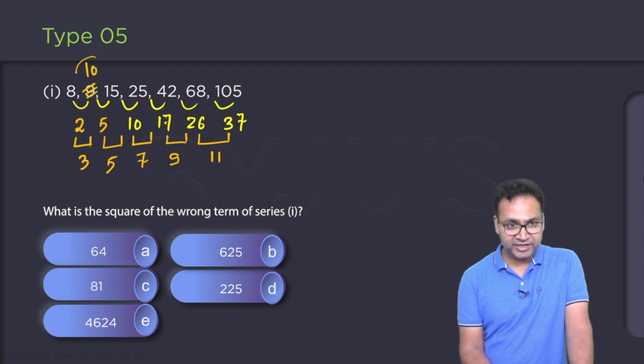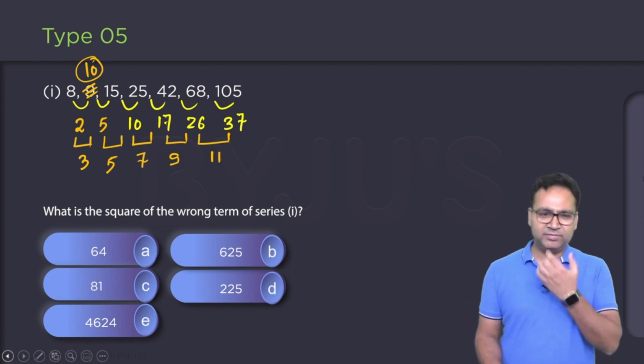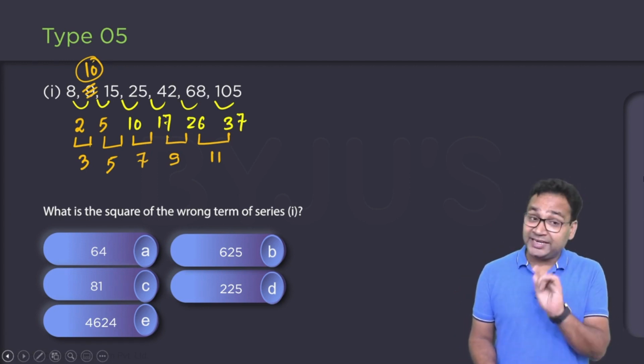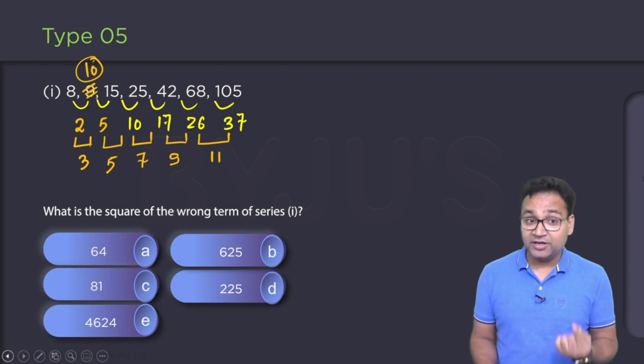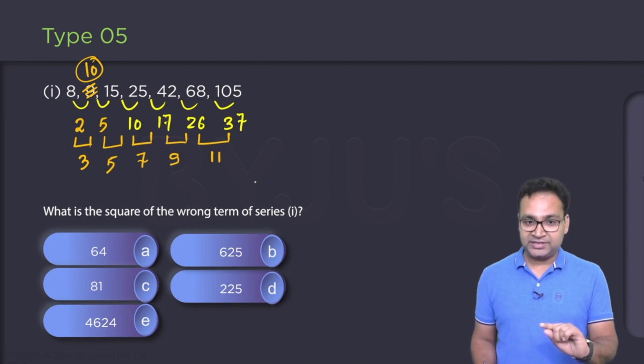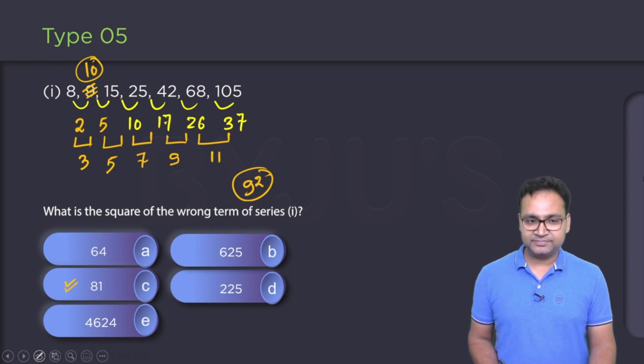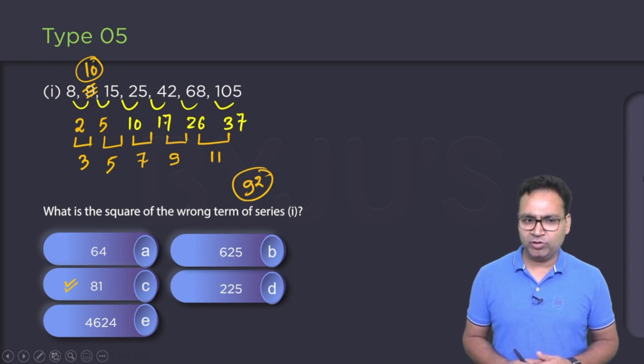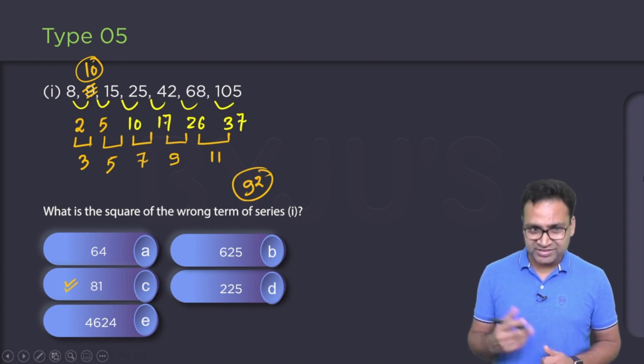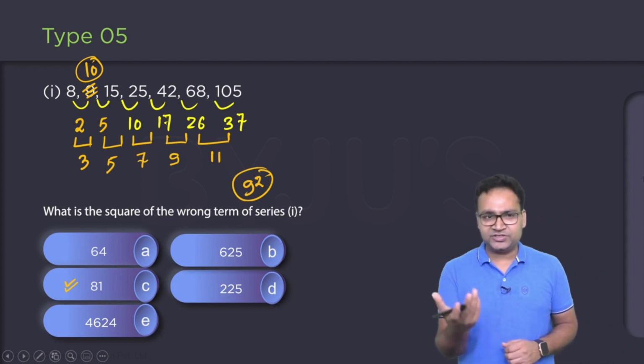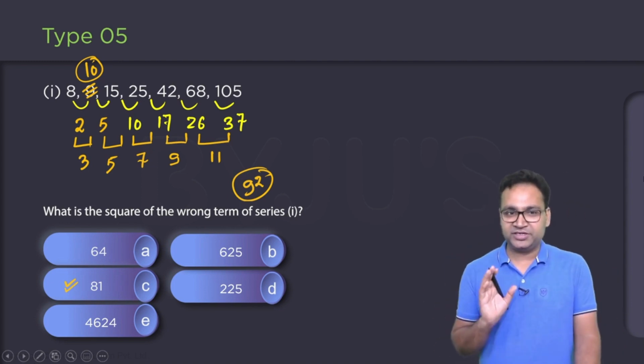What is this number? 10. What is the series based on? Double difference. The wrong number is 9. So my answer is 9 square. The answer is 81. I hope you get it. No doubt about it. So this is type 5, where they can ask you about one particular number series.